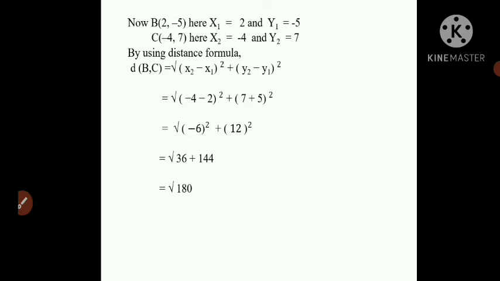So now when we multiply this, 36 into 5 we get 180. 36 is a perfect square of 6. Square root of 36 is 6 and root 5 remains the same. So we get 6 root 5 units, that is statement number 2. So the distance between BC I got is 6 root 5.